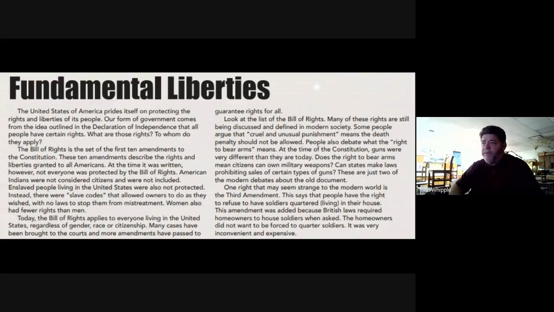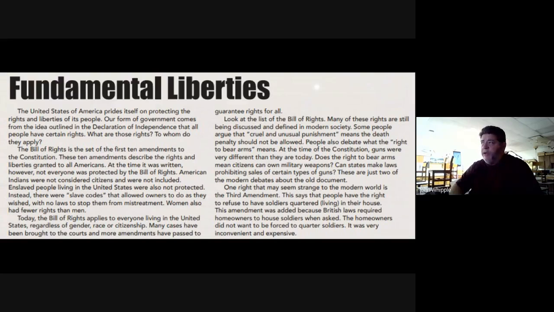Today, the Bill of Rights applies to everyone living in the United States, regardless of gender, race, or citizenship. Many cases have been brought to the courts, and more amendments have passed to guarantee the rights of all. Look at the list of the Bill of Rights. Many of these rights are still being discussed and defined in modern society.